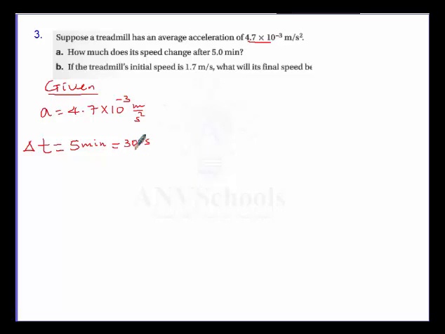So we want to find a. In this case, we are asked to find a: how much does the speed change in velocity? That's part a. Part b: if the initial speed is given, what is the final speed? We want to find v. So now let's solve it. Solution.